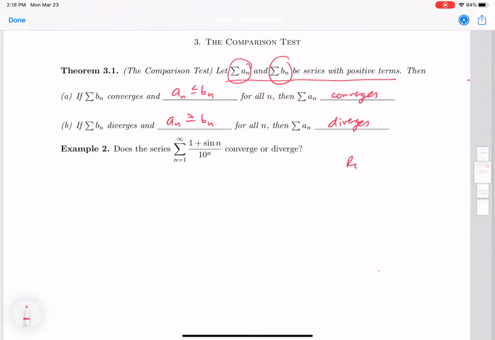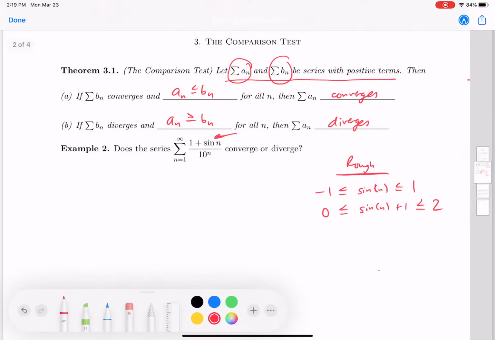So I'm going to do some rough work over here. I'm going to say, well, look, the sine of n is always going to be between 1 and negative 1. Now on the top here, I don't just have sine, I've got 1 plus sine. So let's add 1 to everything. When I add 1 to everything, I get 0 is less than or equal to sine of n plus 1, which is less than or equal to 2.